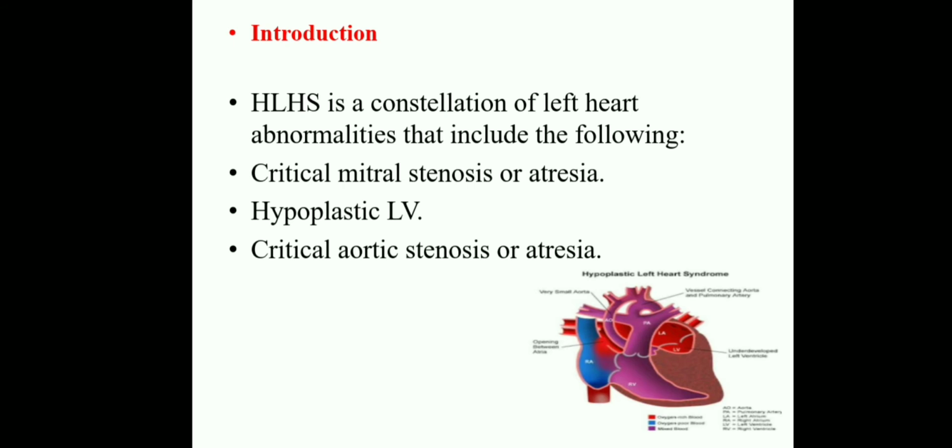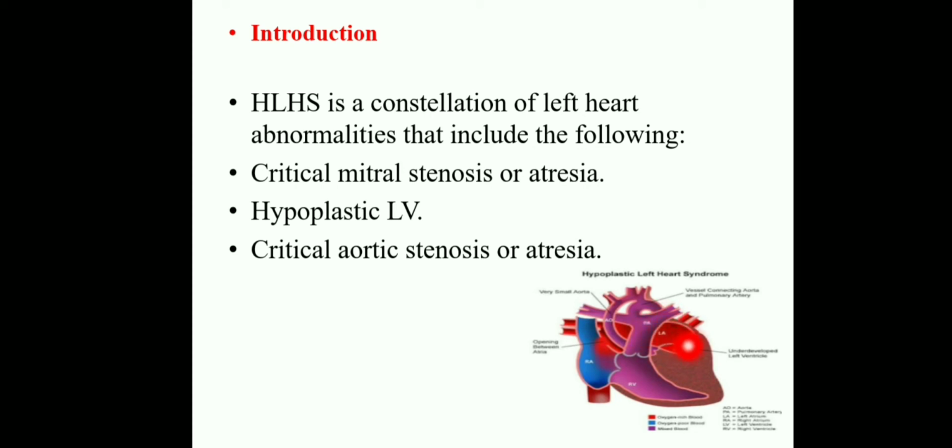Coming to the introduction, hypoplastic left heart syndrome, HLHS, is a combination of left heart abnormalities that includes the following: critical mitral stenosis or atresia, hypoplastic left ventricle, and critical aortic stenosis or atresia. What are the three conditions? First, critical mitral valve stenosis. The mitral valve lies between the left atrium and left ventricle, and there the stenosis is present.